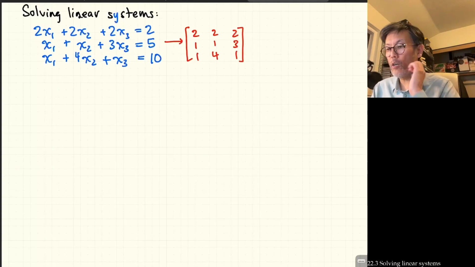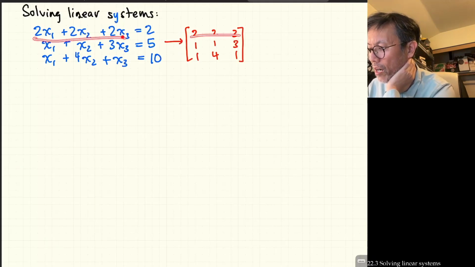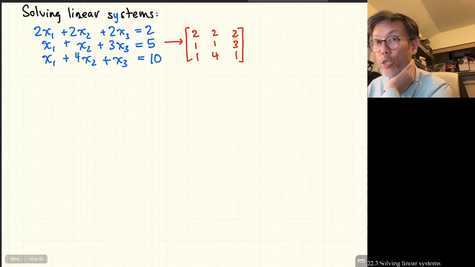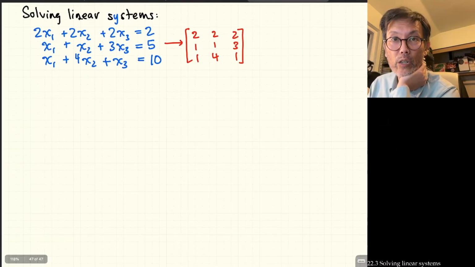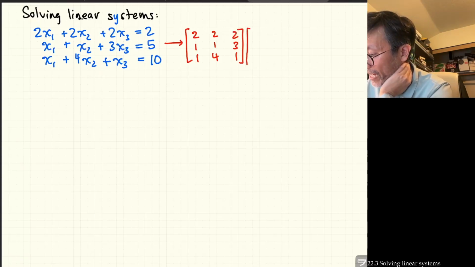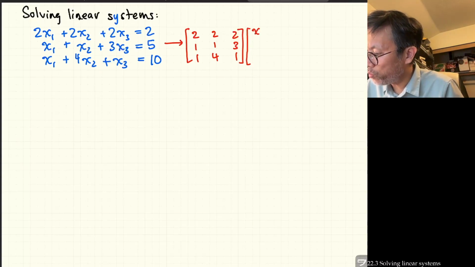And you see, I hope, where I got these numbers from. These are the coefficients of x1, x2, and x3 in each of these three equations. Each equation gets one row, and the coefficients are organized in order. Now, I can multiply this matrix by a 3 by 1 column vector whose entries are x1, x2, and x3.